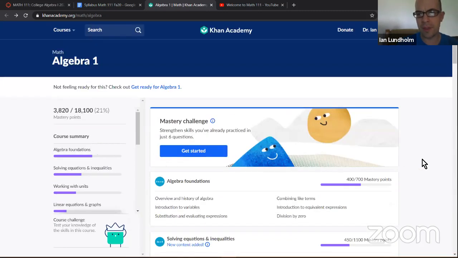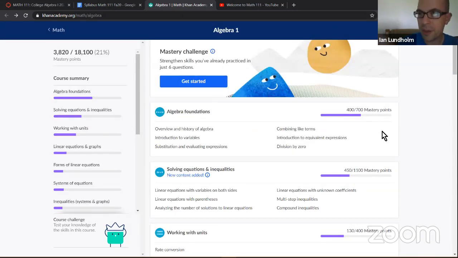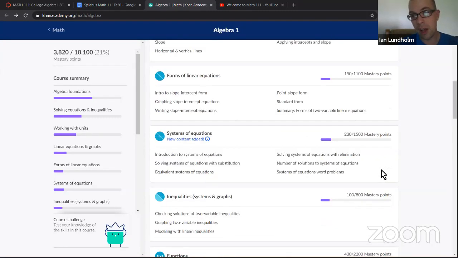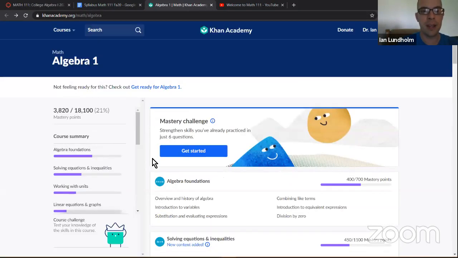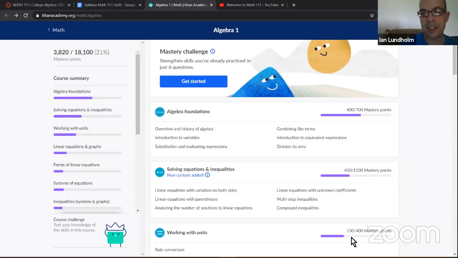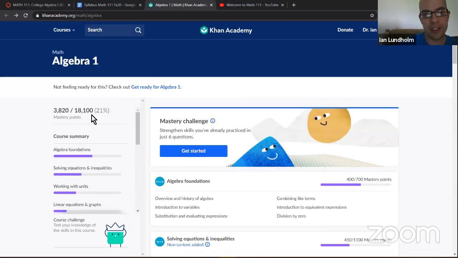Khan Academy is set up so that you gain mastery points as you work through problems. So you'll be able to see your mastery points for each given section. Some sections are longer than others based on these numbers of mastery points. One of the big numbers that we'll be looking at is the sum of all of these numbers, which comes here to your overall course percentage.